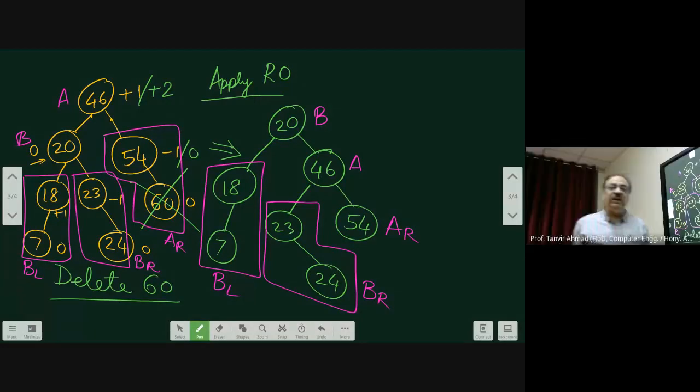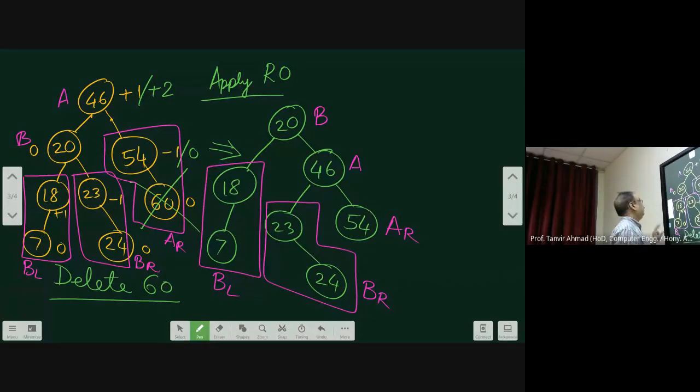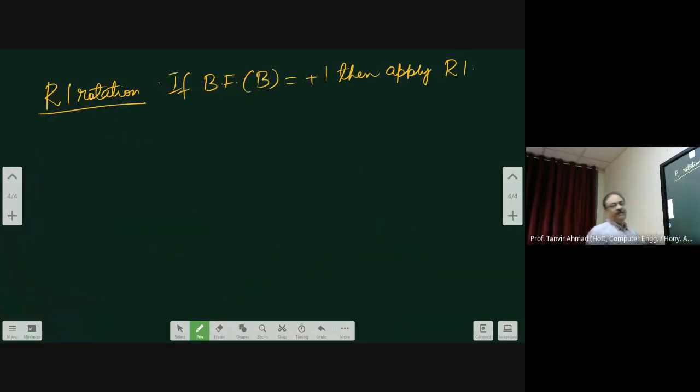But sir, once you delete 60, the height of left is unchanged, 3, minus 1. This is now +2. Now the green one, what I'm writing over there, is the new height. The yellow ones over there are the old heights. Now here, what I'm trying to tell you is that if I'm going to perform an R1 rotation, you check the balance factor of B.